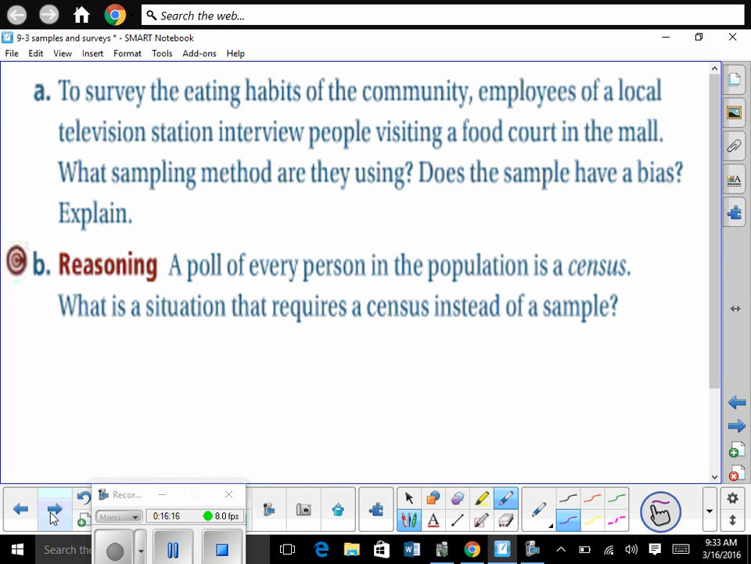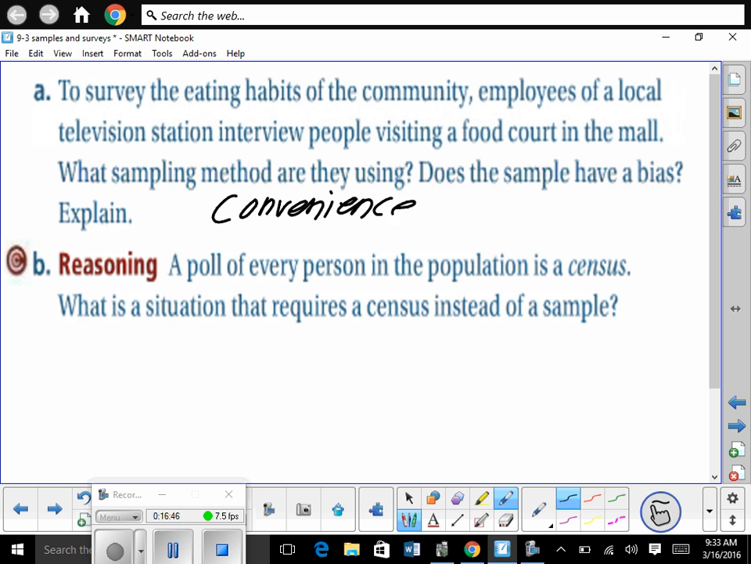So, to survey the eating habits of the community, employees of a local television station interview people visiting a food court in the mall. What kind of sampling method are they using, and does it have bias? So let's look at our sampling methods. A survey, it's convenience, right, everybody? Yeah. Isn't that convenient, to go and sit and ask people all in the same spot in the local mall? Okay, convenient.